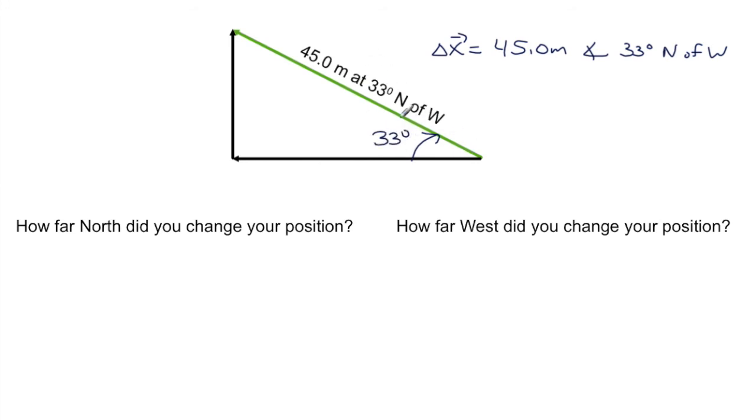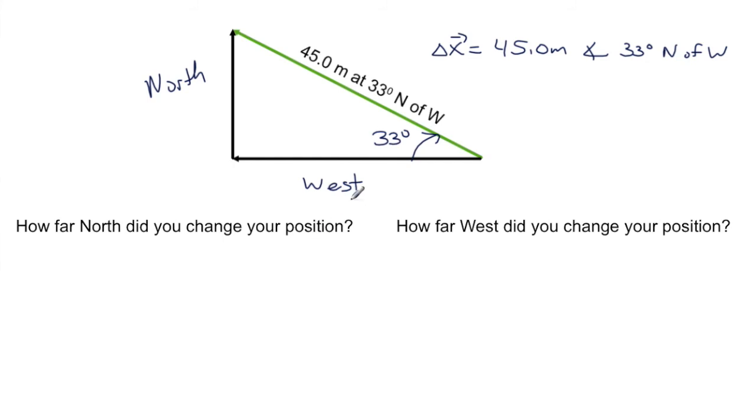Could we use this information to find out how far north, so just this vector here, how far north are we from where we started? And then how far west are we from where we started? That's this vector over here. We'll see later on in the course that these are called components. They break down a vector into just its horizontal and vertical parts. This horizontal part tells me how much west. This vertical part is telling me how much north.